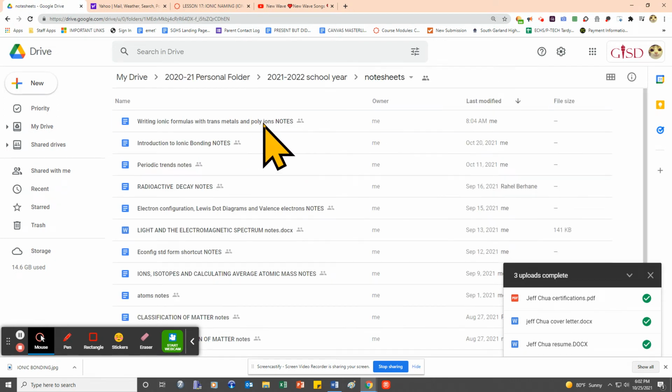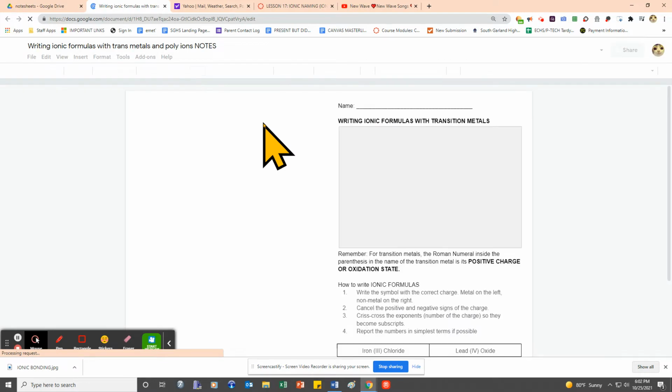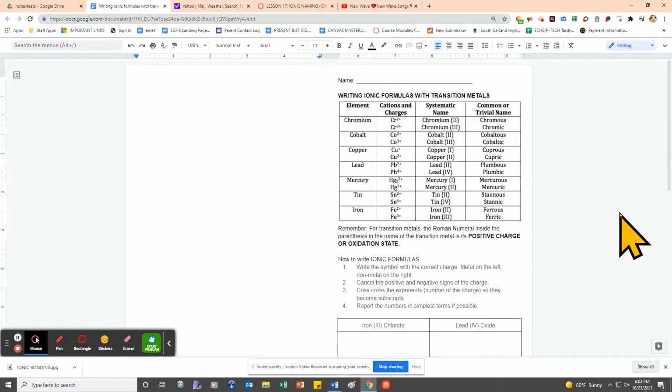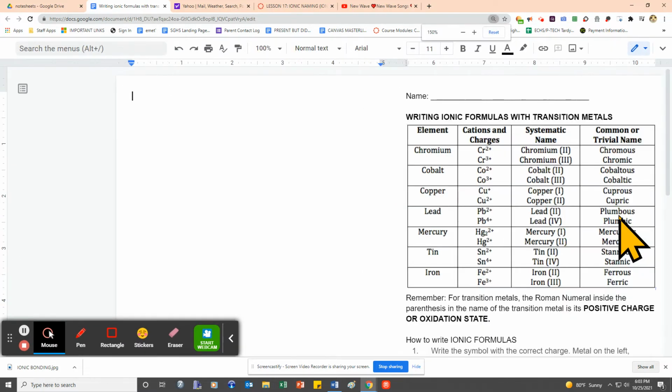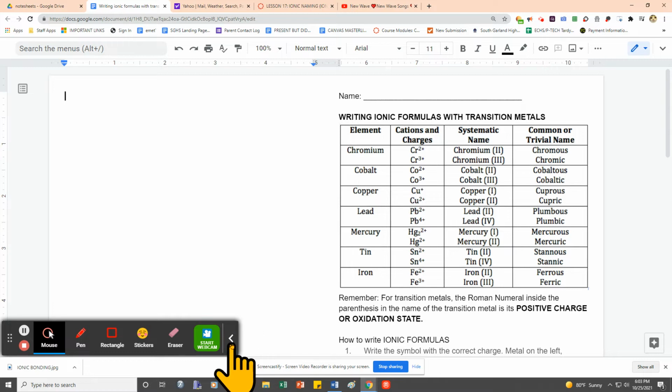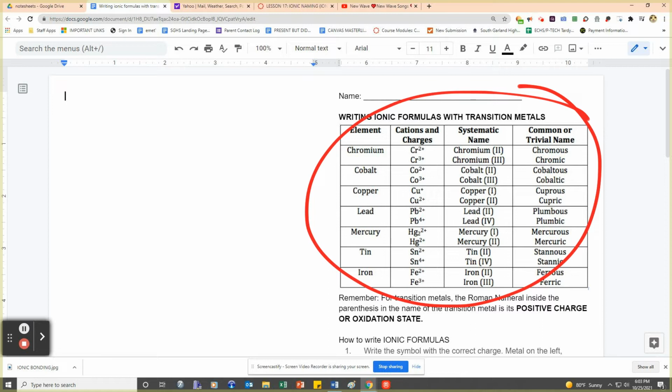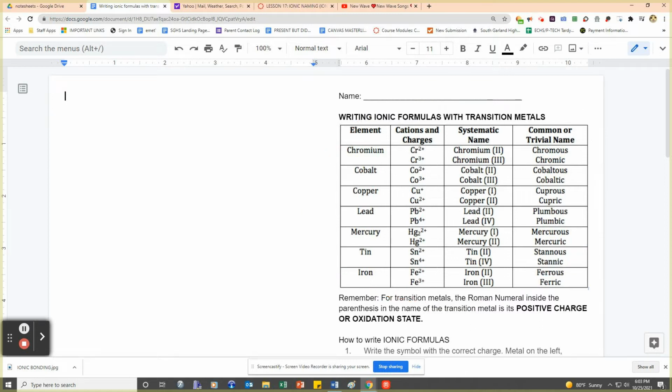And then we're going to go to formula writing. All right. Here we go. So, guys, if you look at your note sheets today, I gave you a list of, only a few, not all of them, transition elements and their possible charges. You see it here? So these are transition metals and their possible charges. So let's try to use these and figure out the formula.